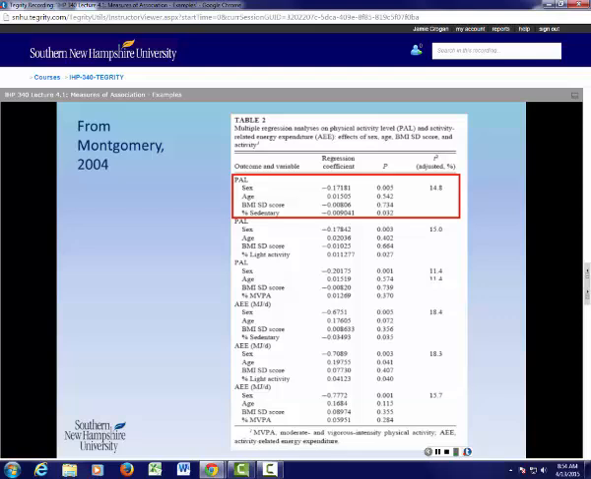And so if you just read the title of the table, it says multiple regression analyses on PAL and AEE: effects of, and it lists the 4 variables. And so your job is to try and figure out, well, what is an X and what is a Y? I know these are multiple regression analyses here, and so you should start being able to piece together some information about what is being shown to you.